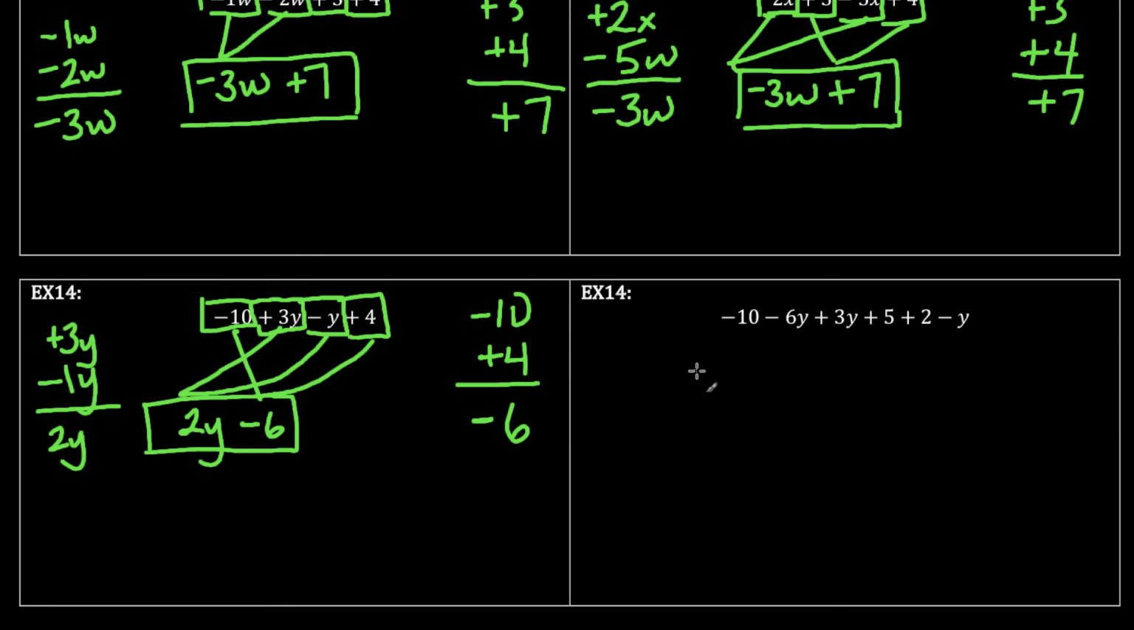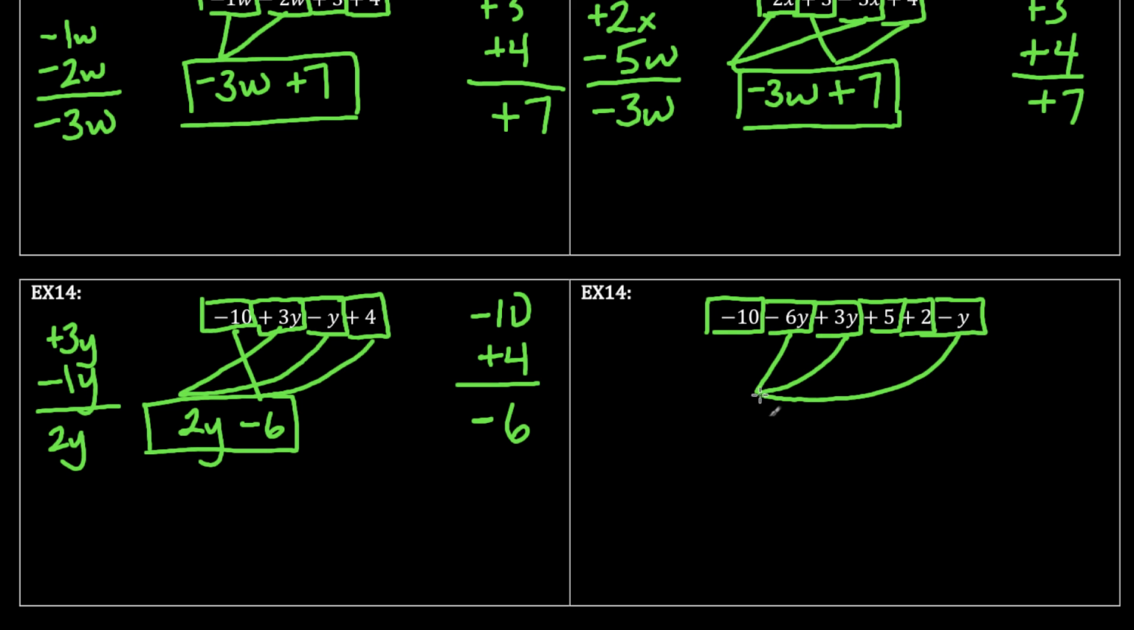Let's look at our last example. So negative 10 minus 6y plus 3y plus 5 plus 2 minus y. All right, so let's look for our variable terms. I have negative 6y plus 3y minus y. So I have 3 y terms right here. So I take away 6 copies of y, and then I add 3 copies of y, and then I take away a y, so 1 copy of y. I'm going to put these together.